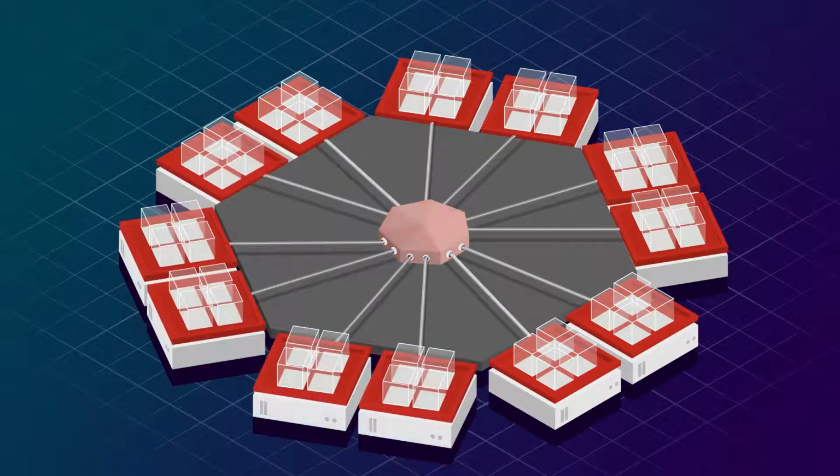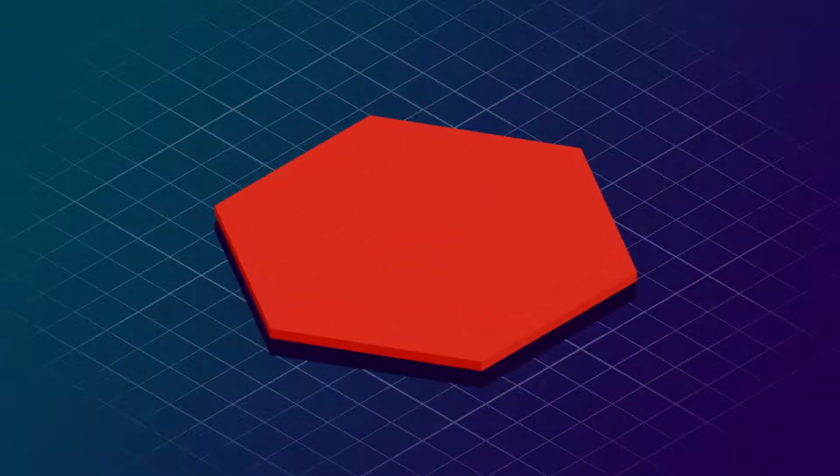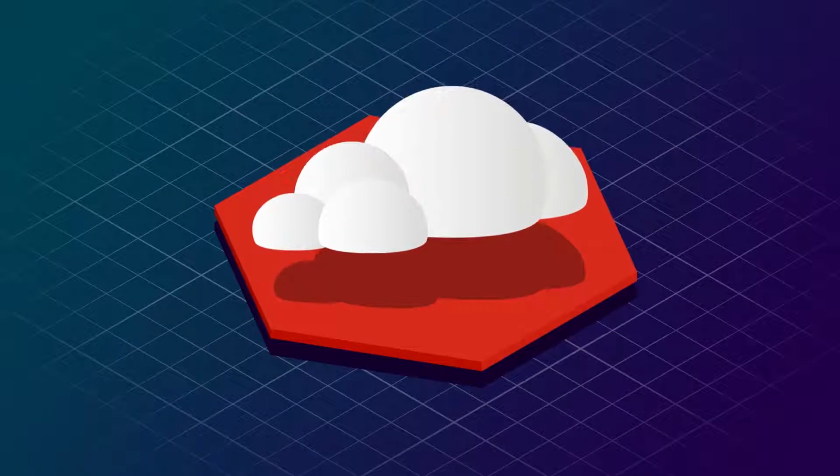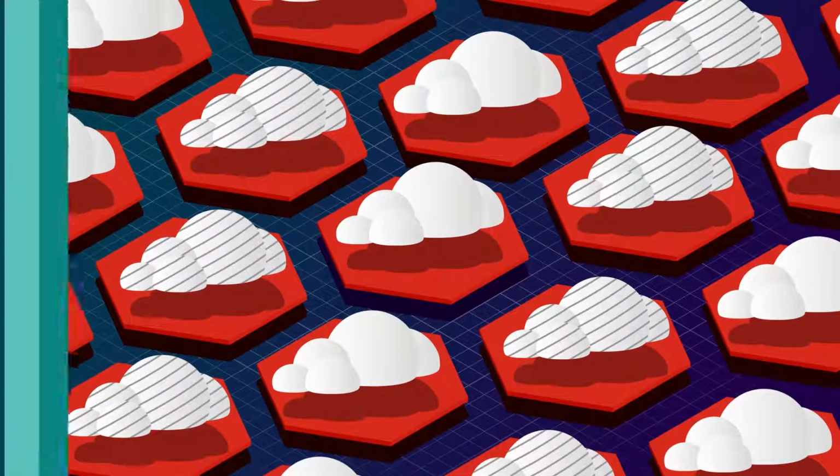Because Red Hat Enterprise Linux CoreOS is tightly integrated, versioned, and released with Red Hat OpenShift, it enables Red Hat OpenShift to automatically update and scale nodes on any supported cloud infrastructure.